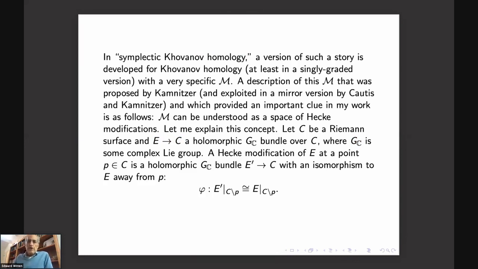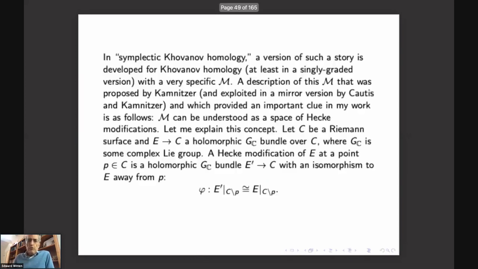Now, a Hecke modification of E at a point P in C is another holomorphic G_C bundle E prime over C that's presented with an isomorphism to E away from P. The statement isn't just that E prime and E are isomorphic away from P, but that you're presented with the isomorphism. So the Hecke modification is the pair consisting of E prime and this isomorphism.